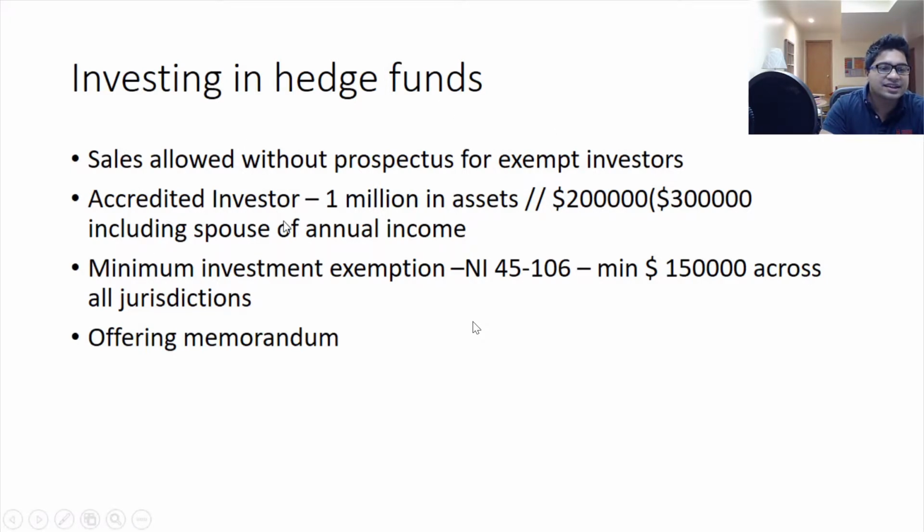Now what is an accredited investor? In Canada it is 1 million in net assets, or 200,000 of annual income, and 300,000 if it is a joint account including spouse. A minimum investment exemption is there under National Instrument 45-106. Even if the investor doesn't qualify as an accredited investor, but he is putting 150,000 as a straight investment into a hedge fund, he can still invest.